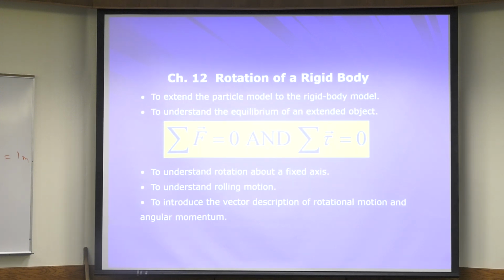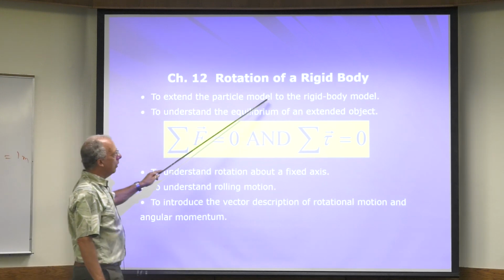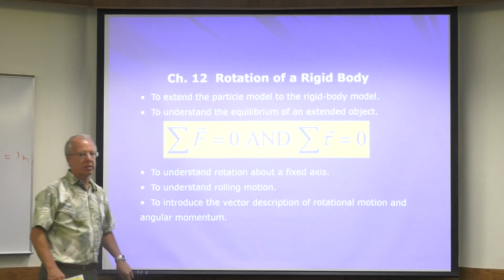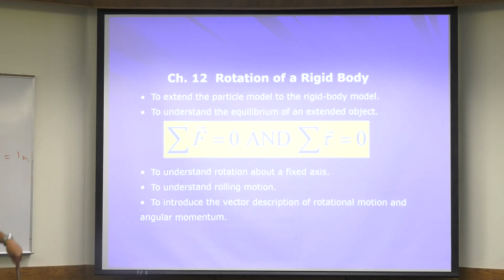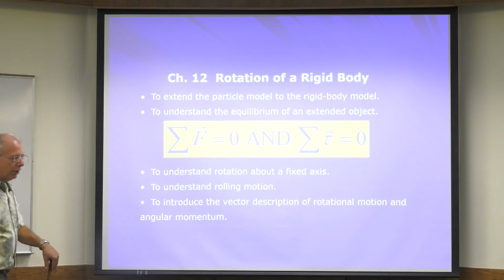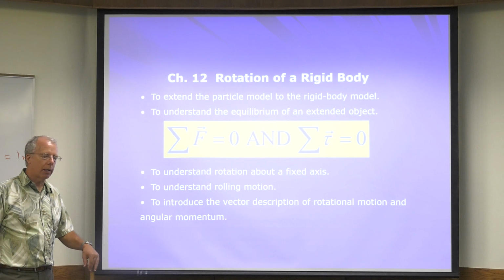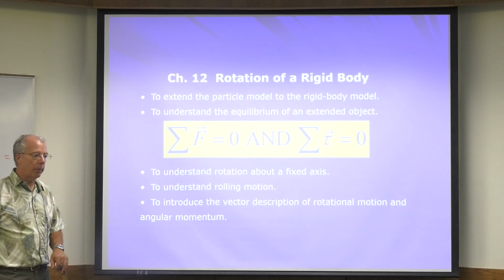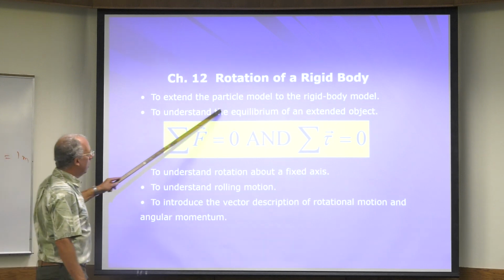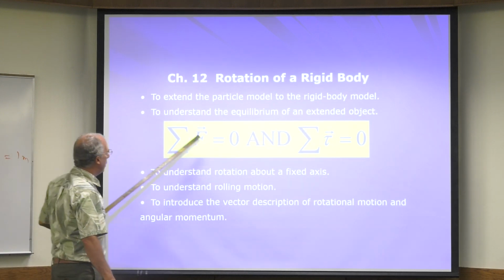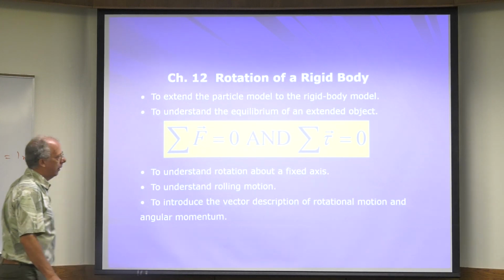Okay, what did we learn? Chapter 12. We extended the particle model to the rigid body model. So we have to talk about center of masses, and we had to include rotations, and we figured out rotational inertias, and the rotational version of force is torque, the rotational version of momentum is angular momentum, and all these kinds of things. To understand the equilibrium of an extended object, okay, we already knew this, but now we had to add this, the sum of the torques.